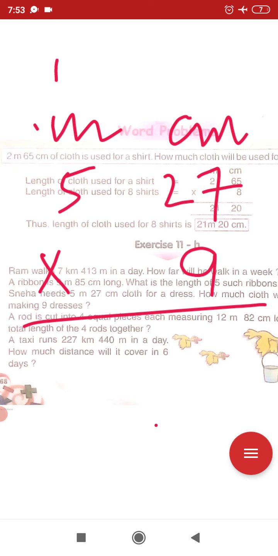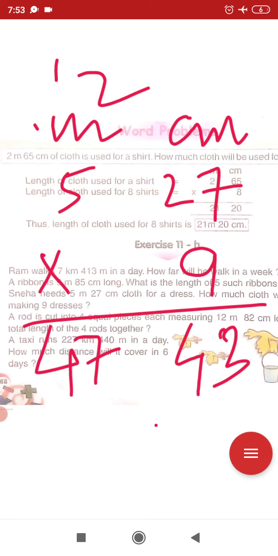9 sevens are 63. 9 twos are 18, and this 6 will be added with 18. So 18 plus 6 means 24. 2 is left. 9 fives are 45, and this 2, 47. So 47 meter 43 centimeter.